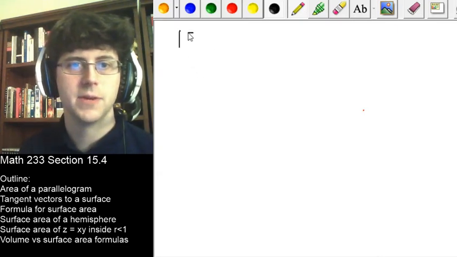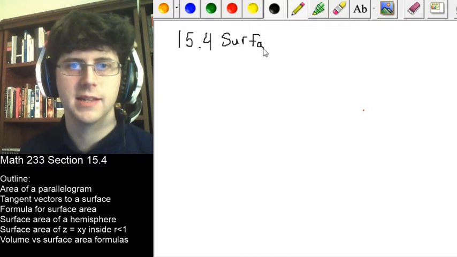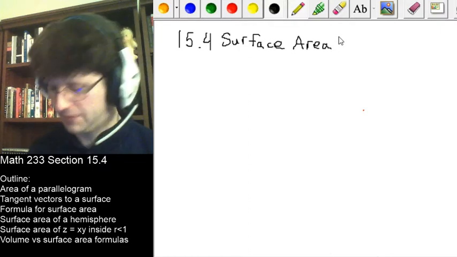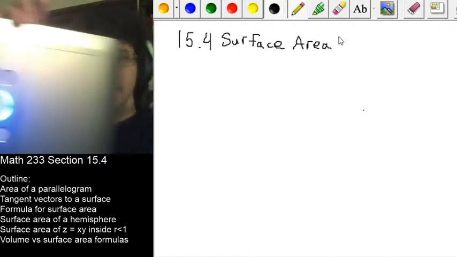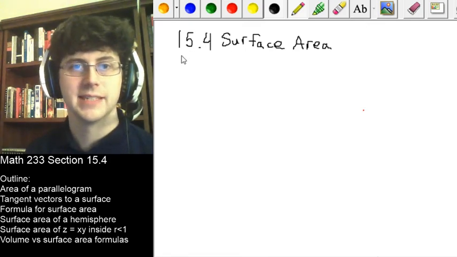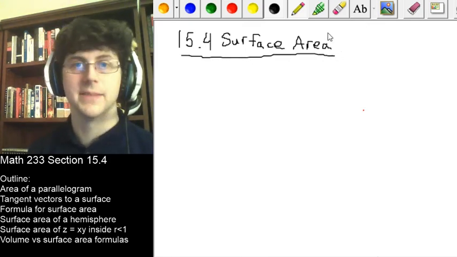So 15.4 is about surface area. Please excuse the handwriting issues here. I'm writing on a 15-year-old drawing tablet that's not working as well as it used to. So whatever, but this is my handwriting today. So this is surface area.